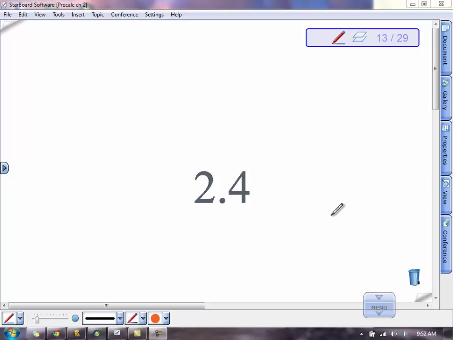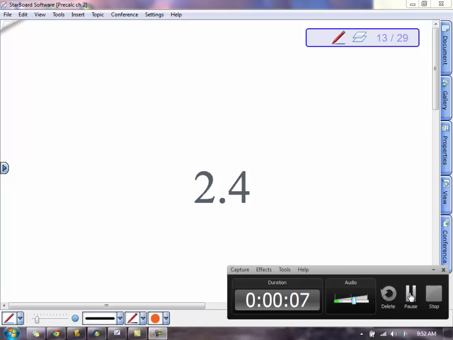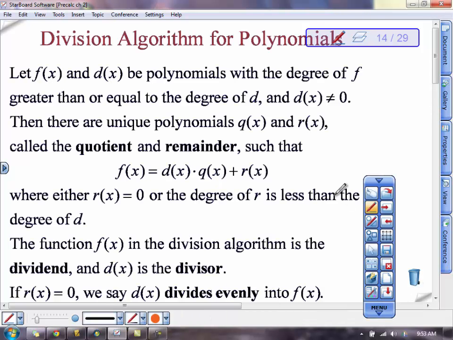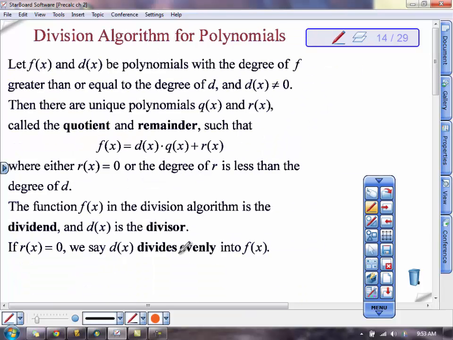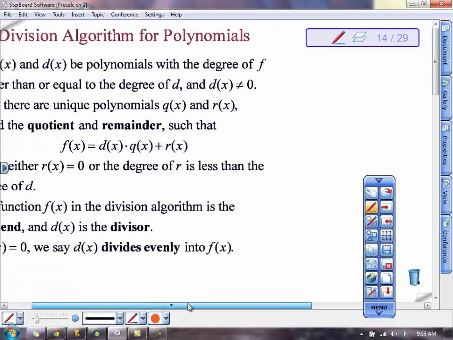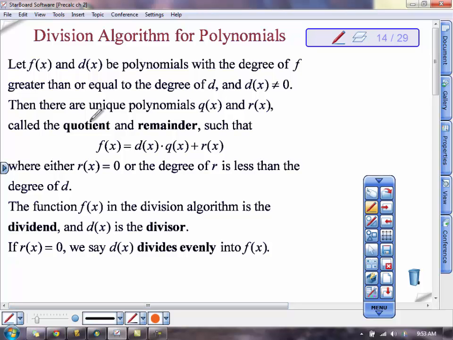Okay, we're going to talk about 2-4. I'm going to go over the essentials. First of all, we're going to divide polynomials, just like we do with numbers. There's some vocab that you need to know.